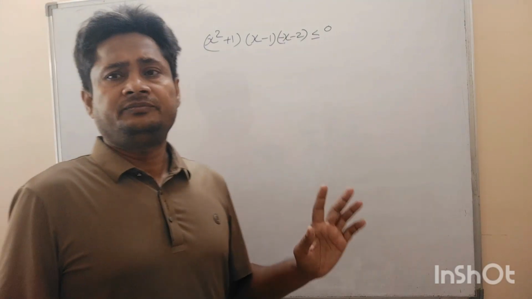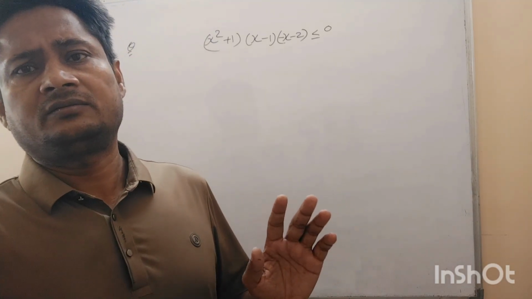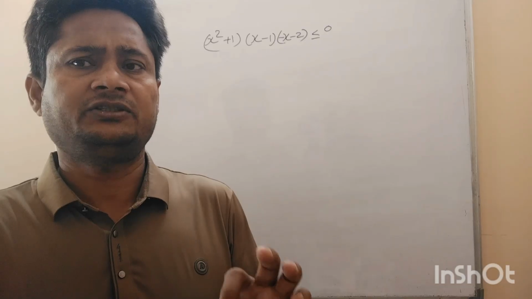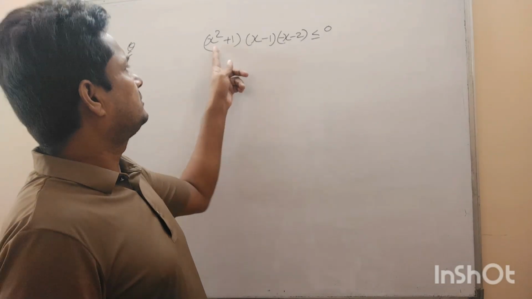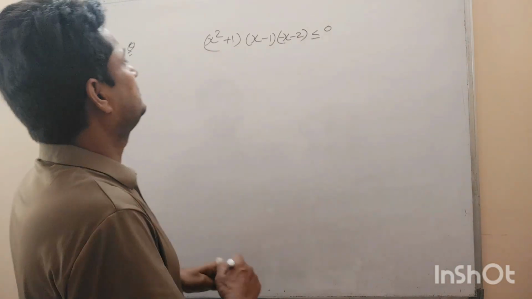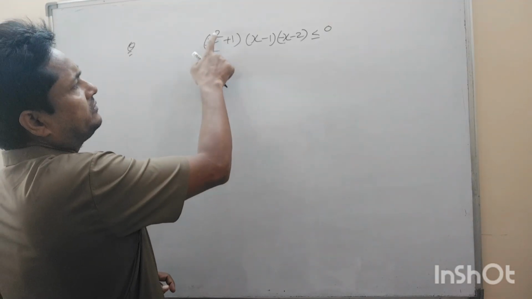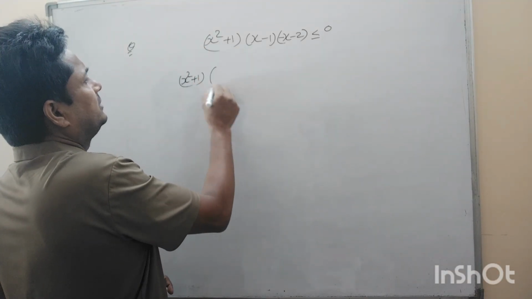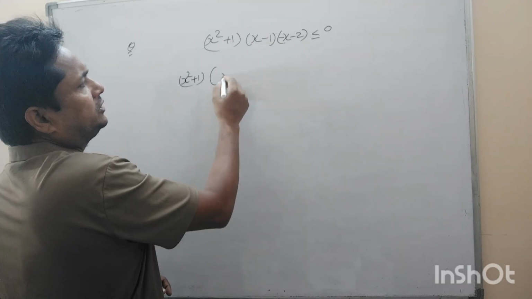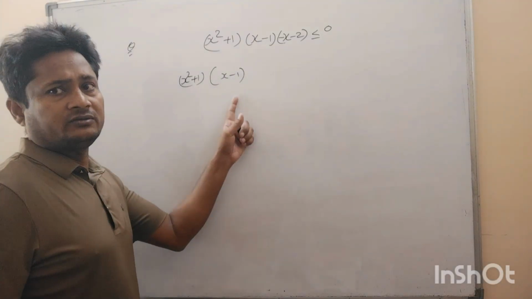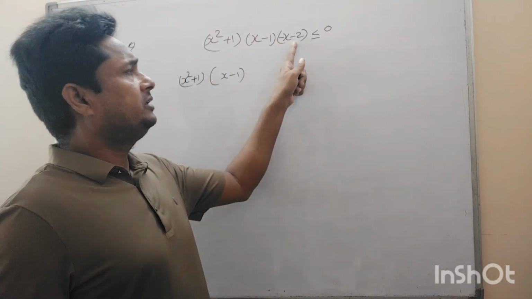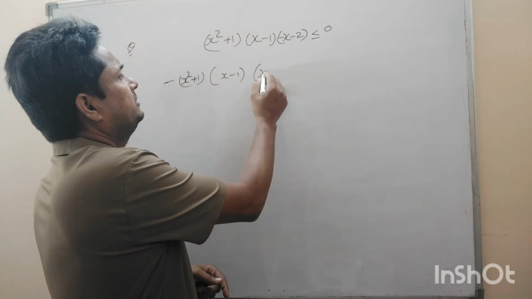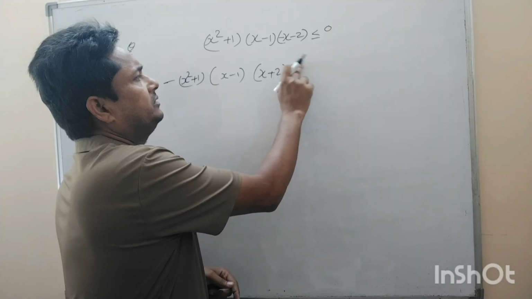First of all, make the coefficient of the highest power of x positive. The coefficient of x square is already positive, so write it down as it is. Here the coefficient of x is positive, so write it down like this. Take the minus sign from here, so it will be minus here, and this is x plus 2 less than or equal to 0.